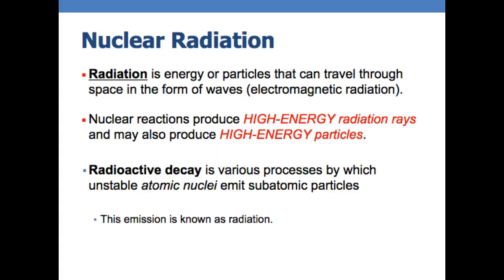So radiation is a broad term for any energy or particle that's emitted that travels through space. It could be typically in the form of a wave. So you're not going to be able to see these radioactive particles. So nuclear reactions produce high energy radiation waves or high energy particles. The reason they're releasing these particles is because the isotopes are unstable.